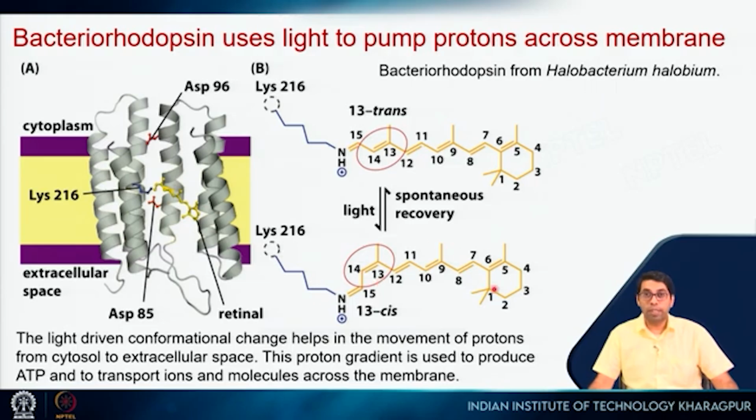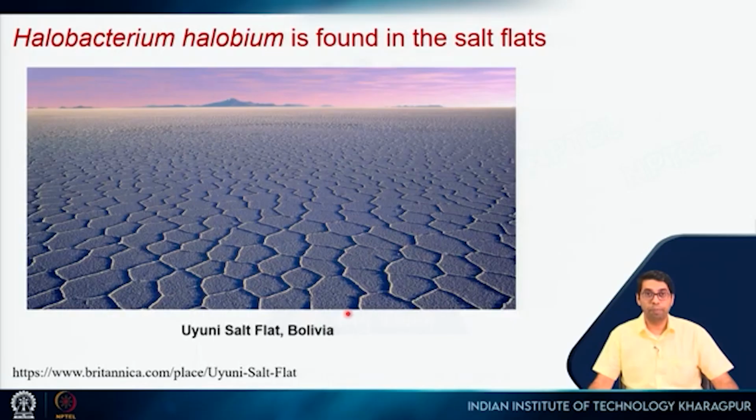Now this molecule retinal is covalently linked to this lysine 216 side chain. So lysine 216 side chain is an amine group NH3. So it forms a Schiff's base with this side chain. So it is covalently attached to this side chain. And you can see that there is a positive charge on this nitrogen. And this will become important in the next few slides.